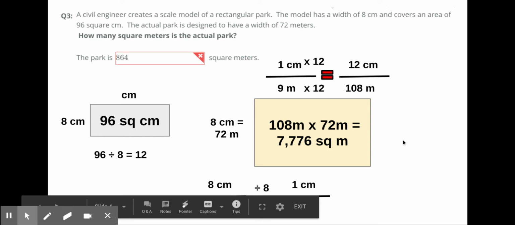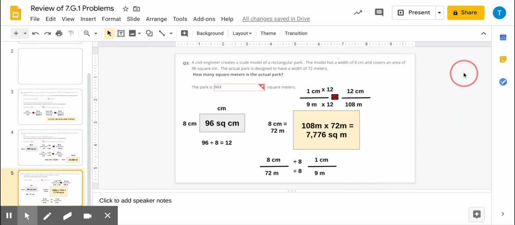All right, hope that helps. Oh, I want to get rid of this. See that? There. So you see it a little bit better. All right.